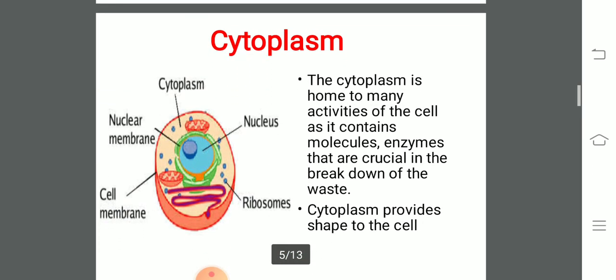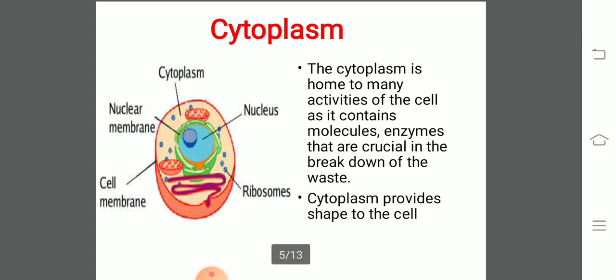Next one is the cytoplasm. What is the cytoplasm? It is the fluid between the plasma membrane and the nucleus. If you are observing, the sky blue color shown is the nucleus, and the cell membrane or plasma membrane is also shown. Between these two is a fluid, and that fluid is called the cytoplasm. The cytoplasm is a medium for cellular chemical reactions.